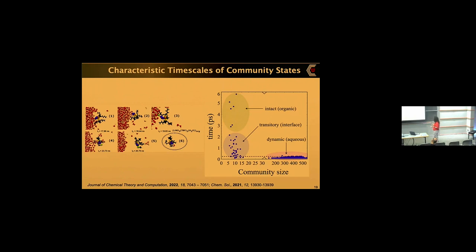And we can identify bulk water as being a highly dynamic, very large community. The waters participating on the interface that are part of this metal-ligand complex solvation environment on the aqueous side are transitory and have much shorter lifetimes, or sorry, they're smaller, but have short lifetimes. And then when these waters migrate with the metal-ligand complex into the organic phase, they have very, very long-lived behavior. And so these different types of water species or hydrogen-bonded species have different characteristic timescales depending on what they're doing in the simulation. And we can identify them without knowing anything else about them at all, just based upon their characteristic timescales of behavior.